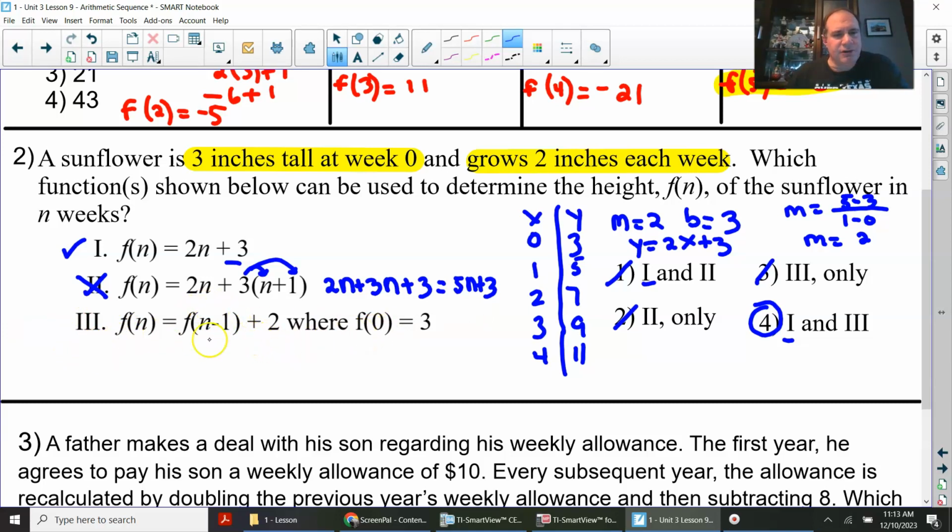The previous term plus 2, where f of 0 equals 3, that kind of works out. It works out because this, remember, is the previous term.